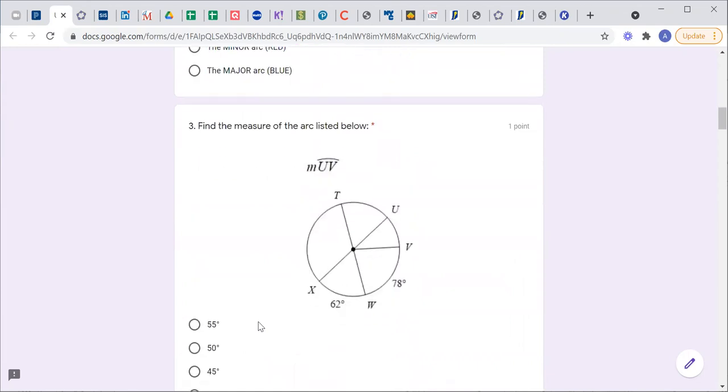And here, find the measure of the arc listed below, UV. U to V, if we check very well here. Oh, let me stop the recording.